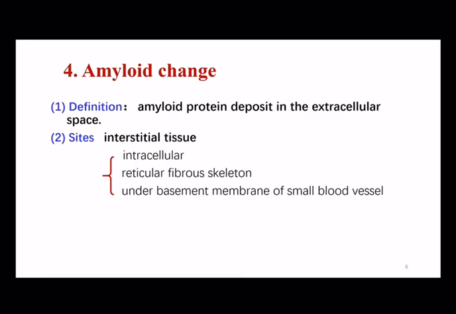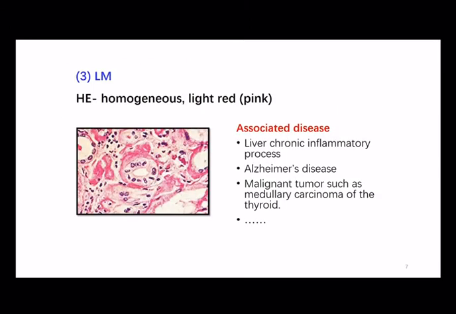The fourth type, amyloid change. It means amyloid protein deposition in the extracellular space. The common sites of amyloid change are intracellular space, along the reticular fiber skeleton, and under basement membrane of small blood cells. This picture shows us the amyloid change of kidney. There are some homogeneous pink stuff in between the spaces of renal tubules. They are here, here, and here.